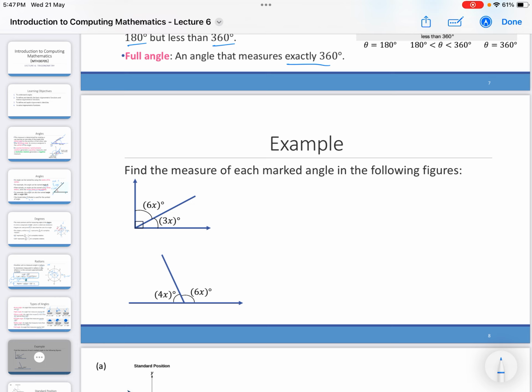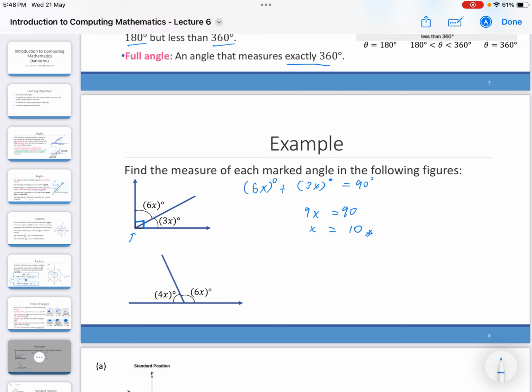So find the measure of each marked angle in the following figures. So if you look at this, we have this one, which means the total angle here is 90 degree, the right angle. So that means 6x degree plus 3x degree is equal to 90 degree. So 6x plus 3x, we get 9x equals 90. So we solve, we get x equals 10.